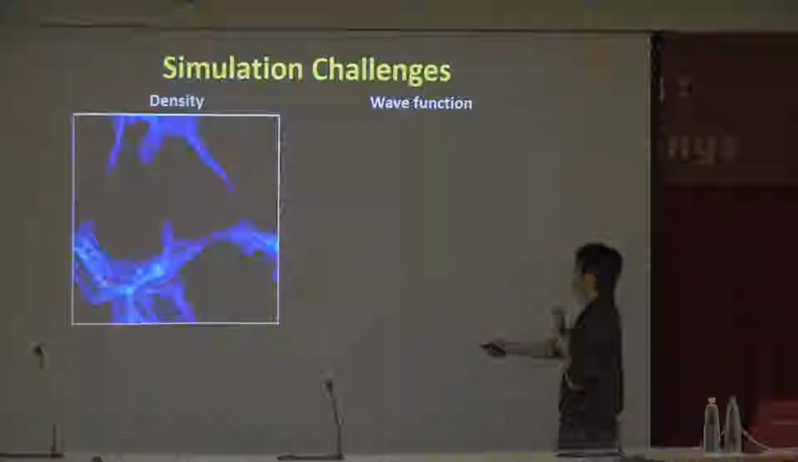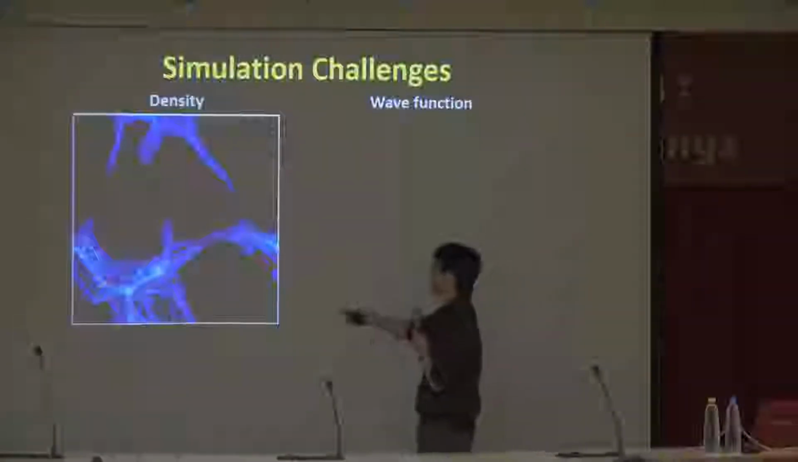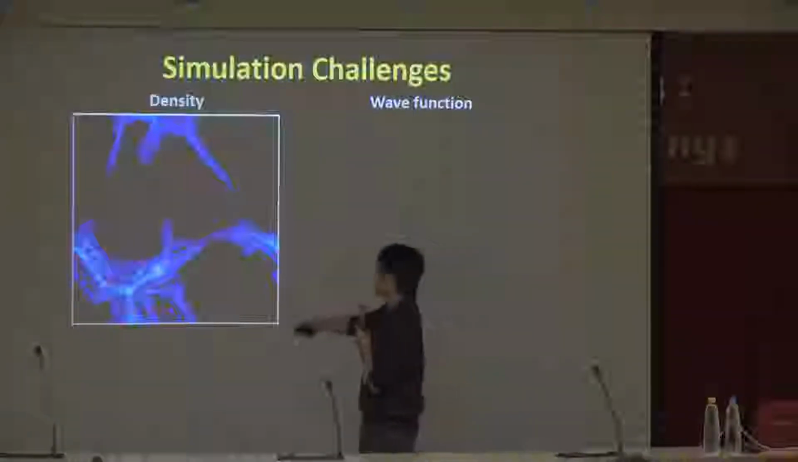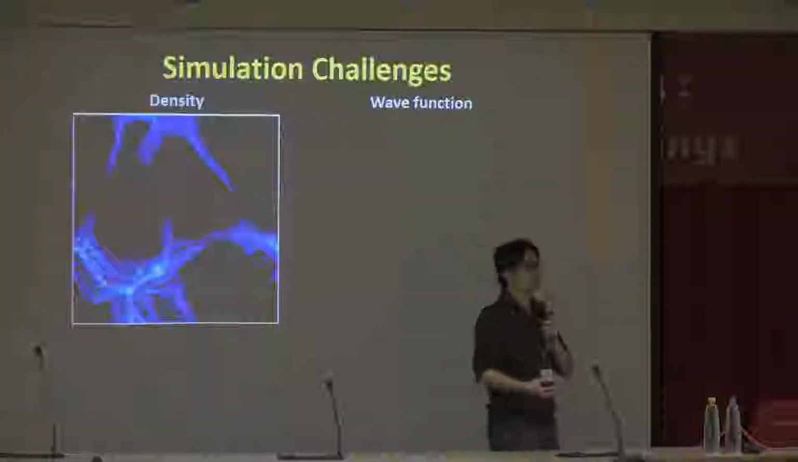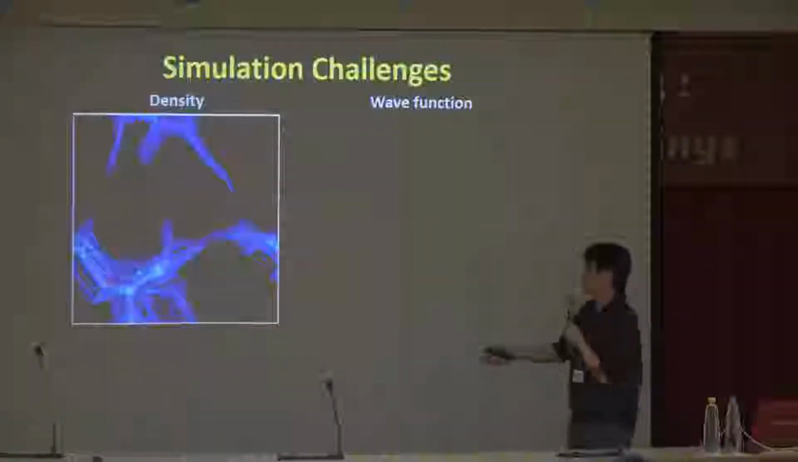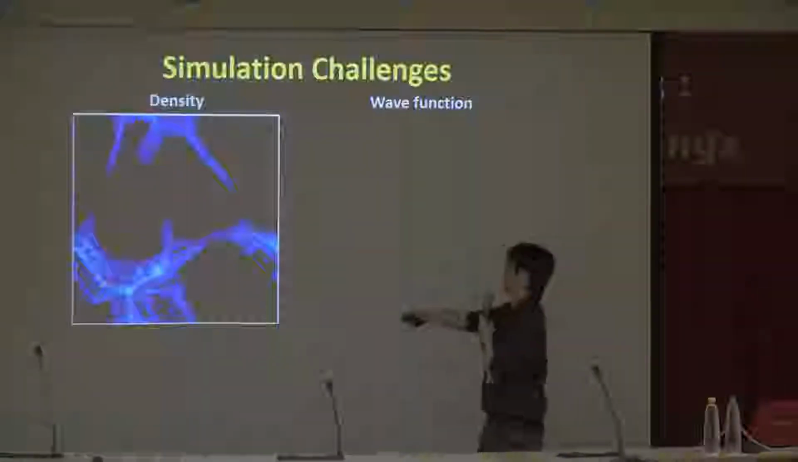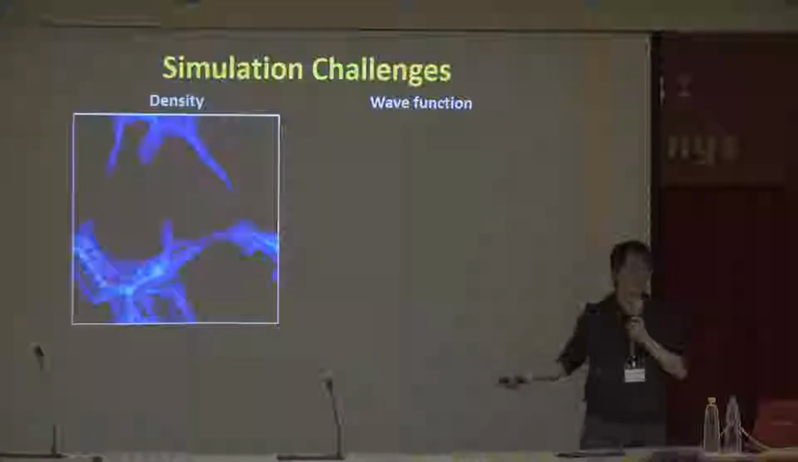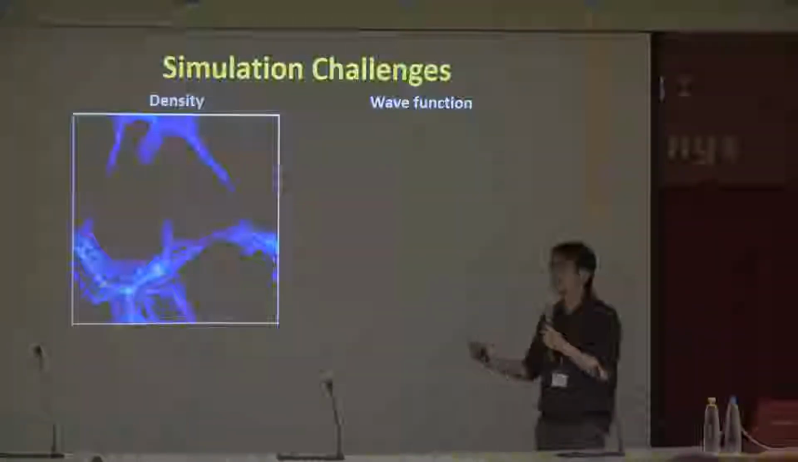Here is an example: this is an image of a density slice in our cosmological simulation. You have several massive halos here, and the black region is just the background density. It has no exciting features at all, it's just void. But this is density, which is the wave function squared. We are not simulating density, we are simulating the wave function.